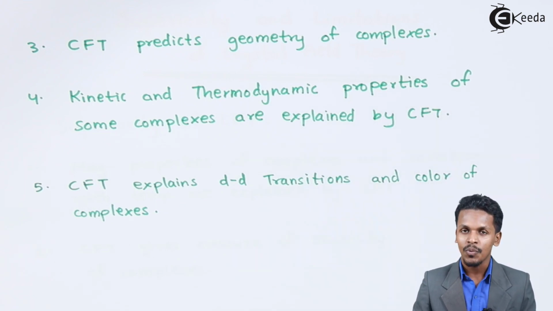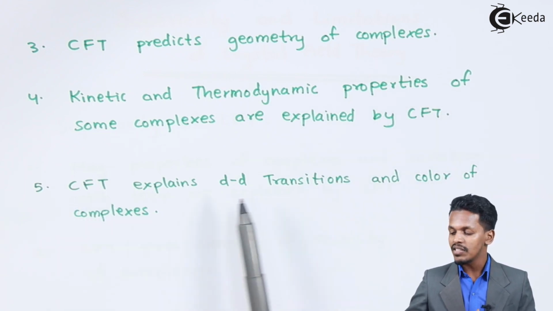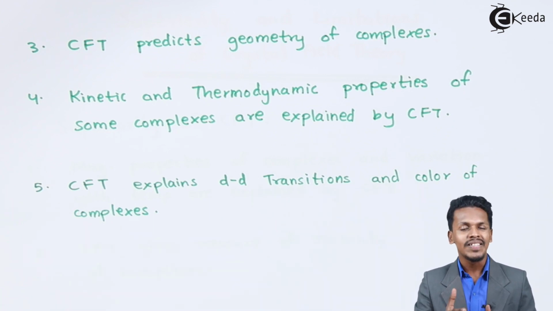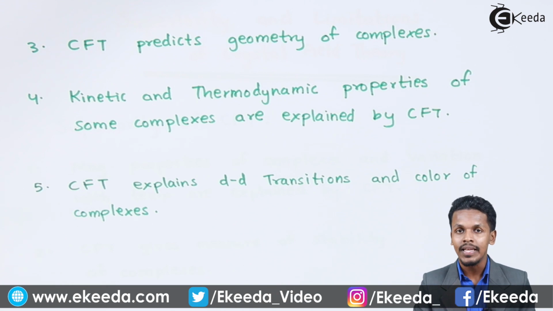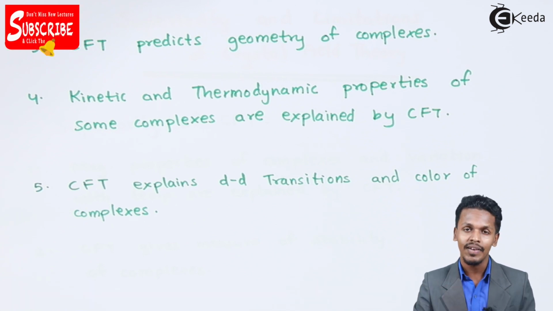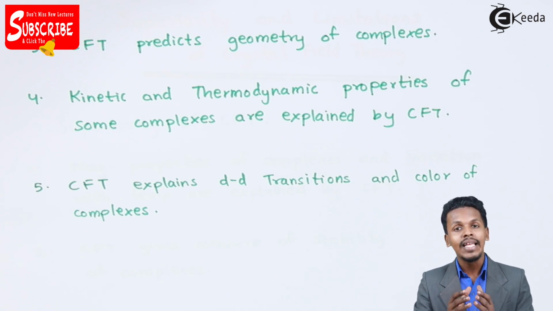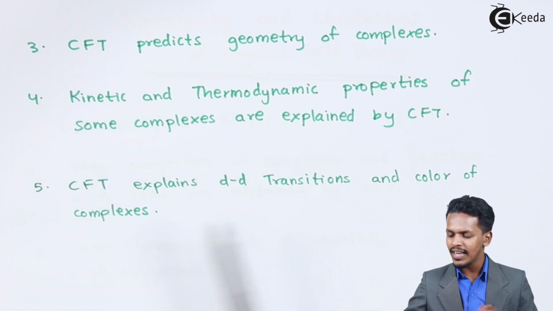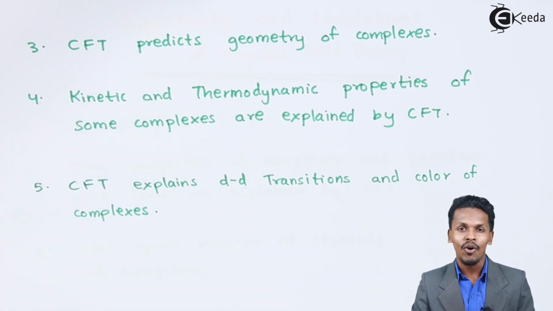Talking about the next point, CFT explains the d-d transition and color of the complex. Obviously there is an energy gap between the two d orbitals, and this is a region that can absorb a particular wavelength from the sunlight, from the visible region. That is how the electrons can be excited from the lower energy level to the higher energy level, and they can come back from the higher energy level to the lower energy level, depending upon the energy difference. So this could be explained with the help of CFT. Therefore these were a few superiorities of the crystal field theory.